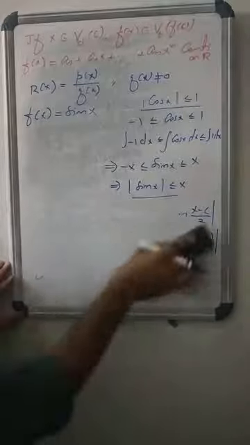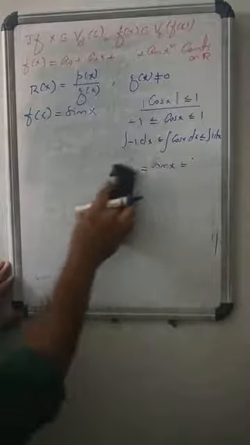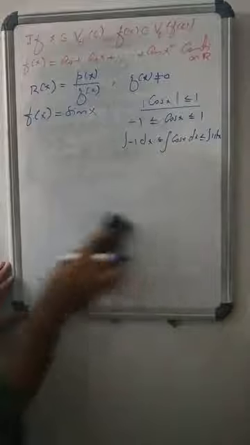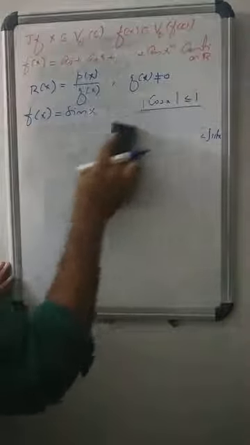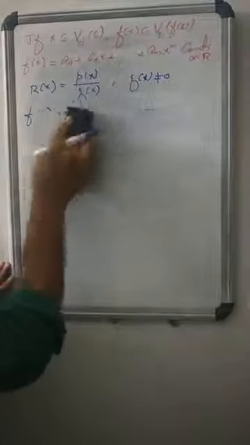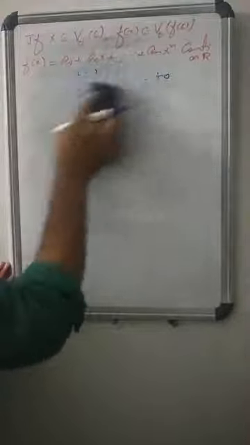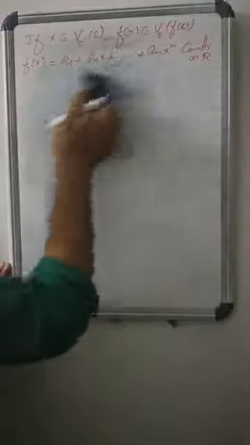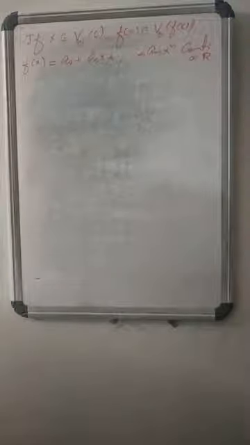Also, a polynomial function on the reals is a continuous function, and a rational function is also continuous. But we already saw that the signum function is discontinuous at the point x equals 0.